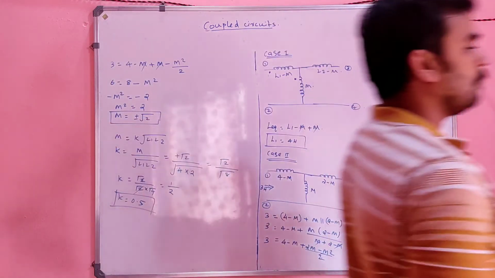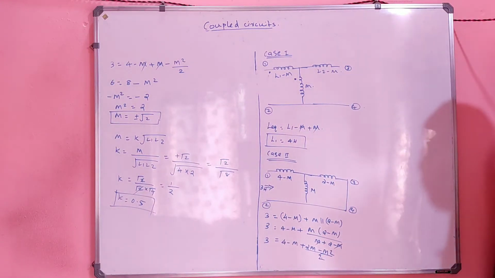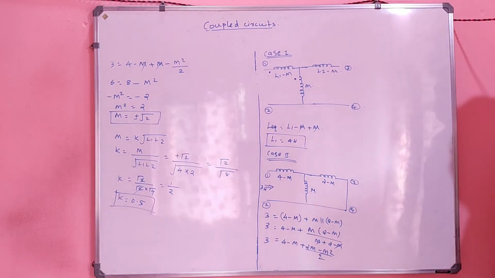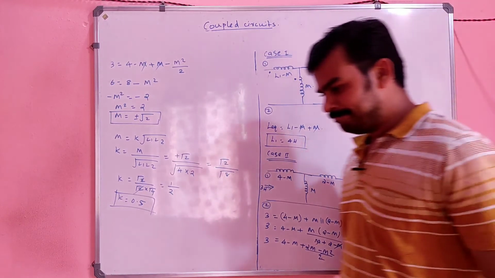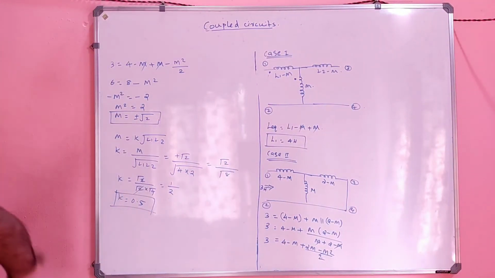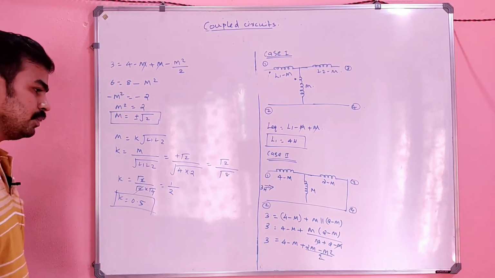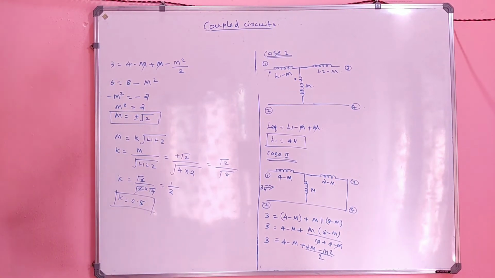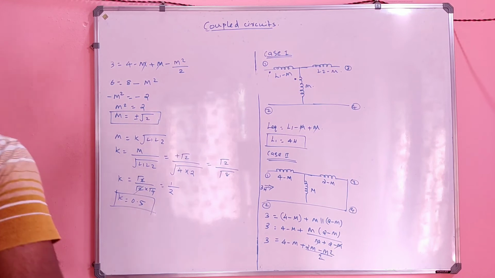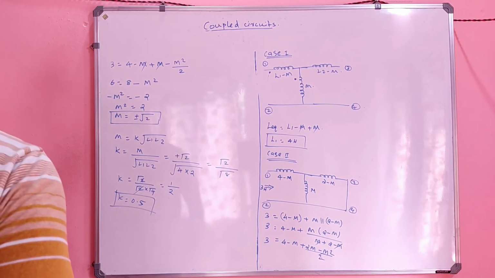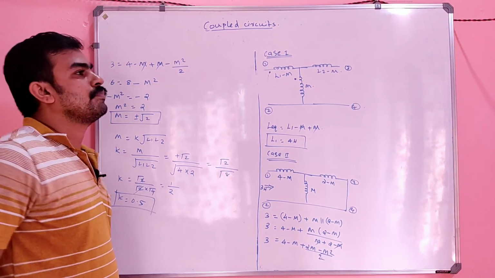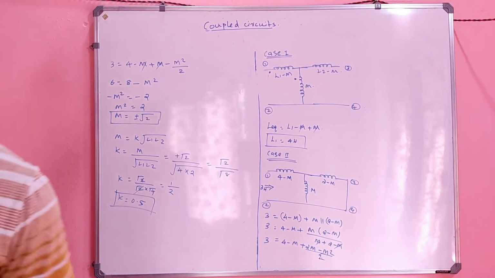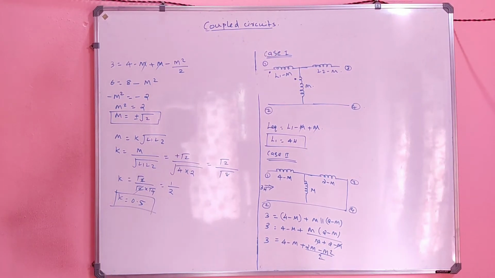Superb question is this. It's a superb question. Let's check the answer. K is equal to 0.5. Correct. K is equal to 0.5. Did you get that?